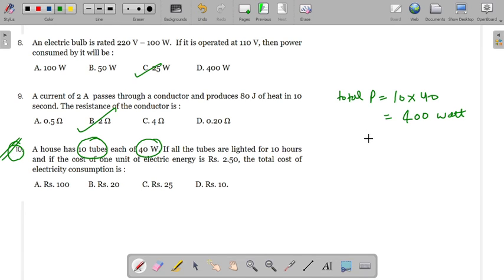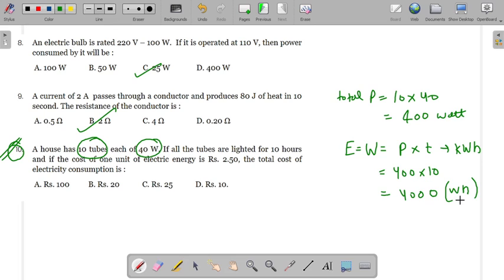we have to calculate first the electrical energy. As we know, electrical energy, which is known as work done, has the formula power into time, and its unit is kilowatt hour. This is why the unit was called kilowatt hour. We have power in watt. The tubes are lit for 10 hours, so we multiply this 400 into 10, which is 4000. Now it is 4000, but it is in watt hours, because we used power in watt, not in kilowatt.